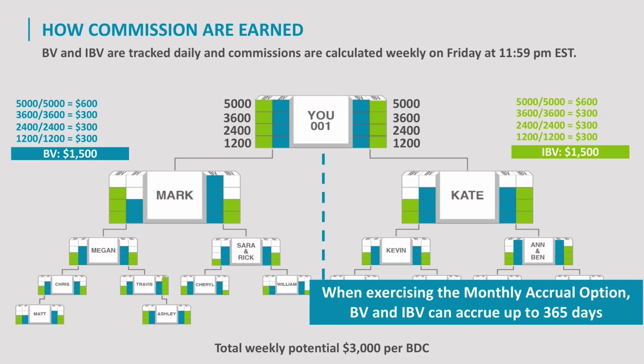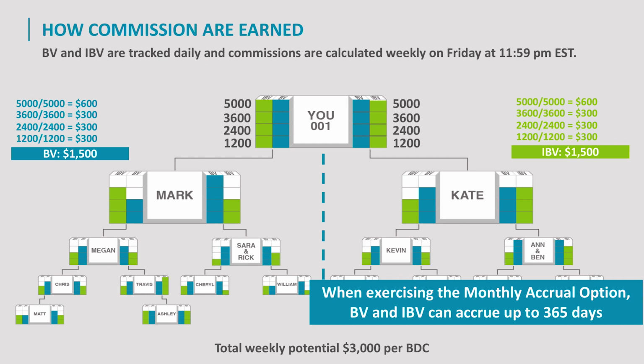Want to make sure you've set up your direct deposit in your back office as well so we can get you ready to earn those commissions. And here's how commissions are earned. As volume comes up, BV and IBV are tracked daily, and when you get to certain pay thresholds, you earn commissions on it. At $1,200 and $1,200, you would earn either a $300 BV check or a $300 IBV check, depending on which one of those gets there.